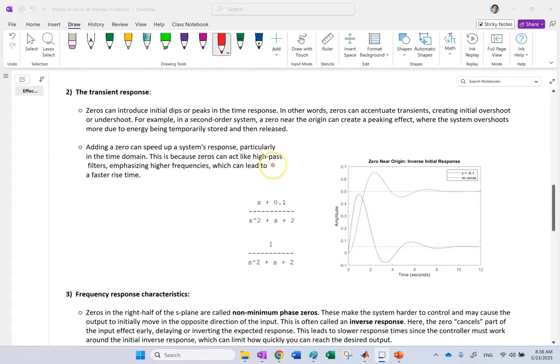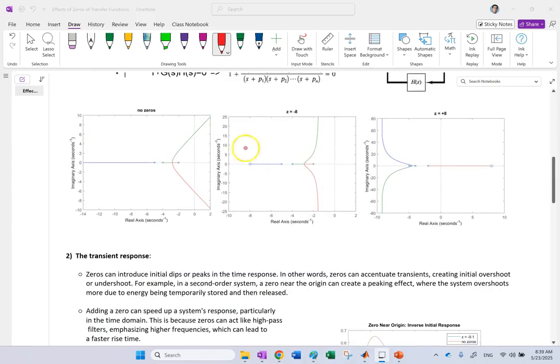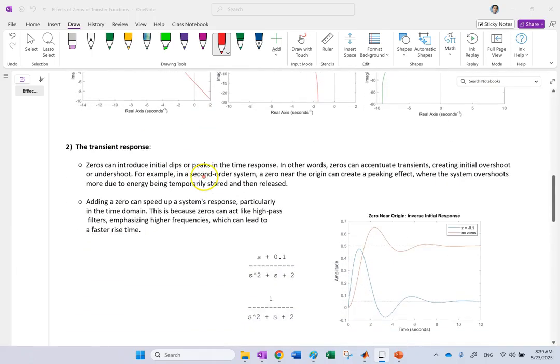What's the other effect? The other effect is on transient response. Well, of course, if you have the capability of moving the poles of the system to the left and right, those poles affect the transient response. So if you add a zero, one of the things you can see is they can create some initial dips or peaks, some ups and downs, or overshoots and undershoots in the time response. Basically, they can accentuate or shape the form of the transient response, creating, as I said, overshoots or undershoots.